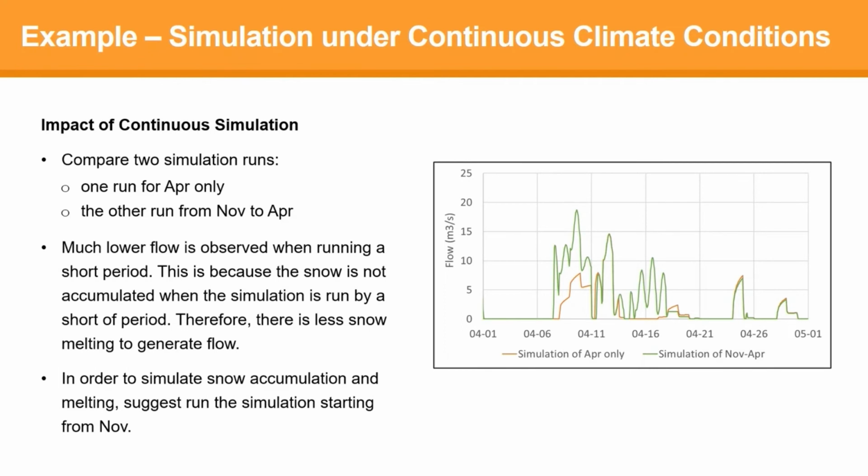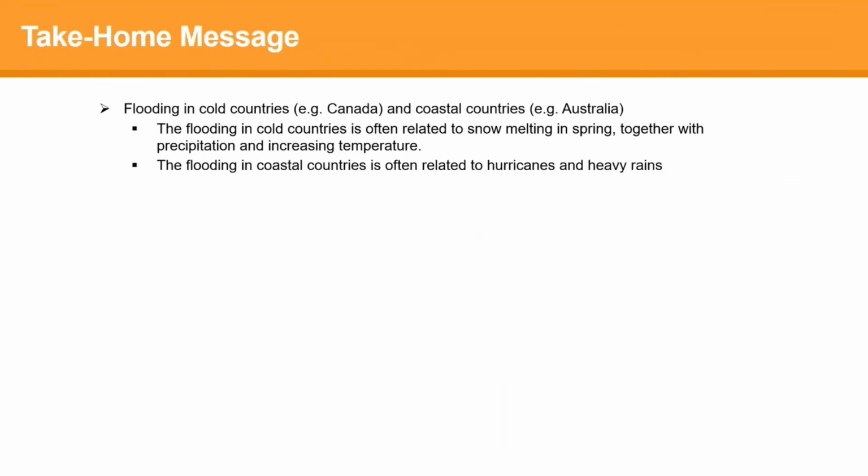Because in the summertime, there's no snow accumulation. It's like rain comes and goes, like a runoff. And as long as you start your simulation from a dry day, that should be okay. But for the wintertime, if you want to model this process, I do suggest you run the simulation from November when the snow started. So that's mostly about the presentation.